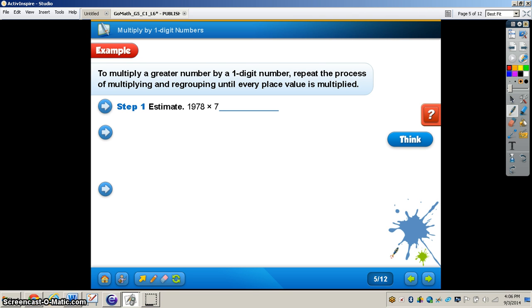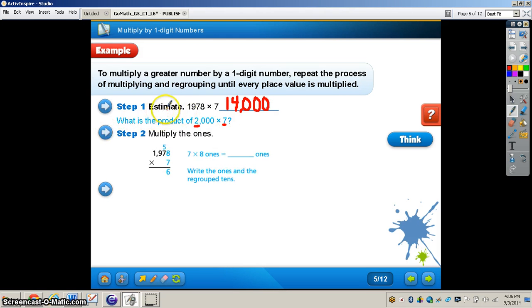Now let's turn over to page 28 in your Go Math book, and I want you to read that problem at the top. Okay, so you can see that the multiplication problem is 1,978 times 7. Okay, and the first thing we want to do is take a look at our estimate. Okay, so what we want to do, we want to think, what is the product of 2,000 times 7? Okay, we round that 1,978 to 2,000. Multiply 2 times 7, going to give us 14. Then from there, tack on the 3 zeros for 14,000.